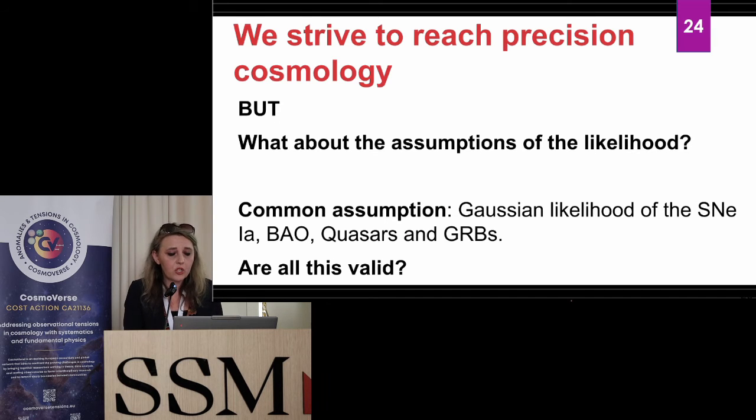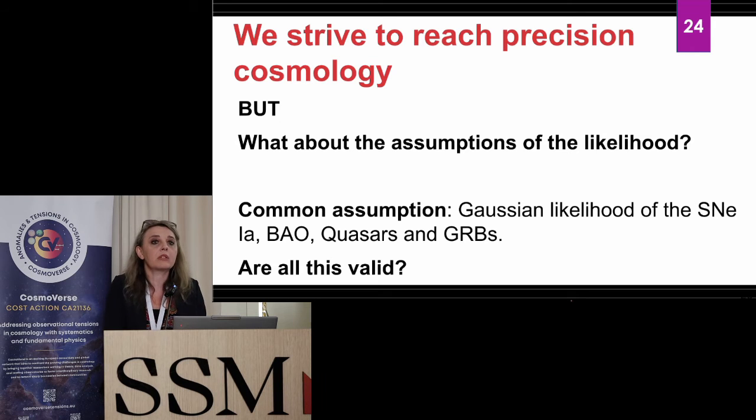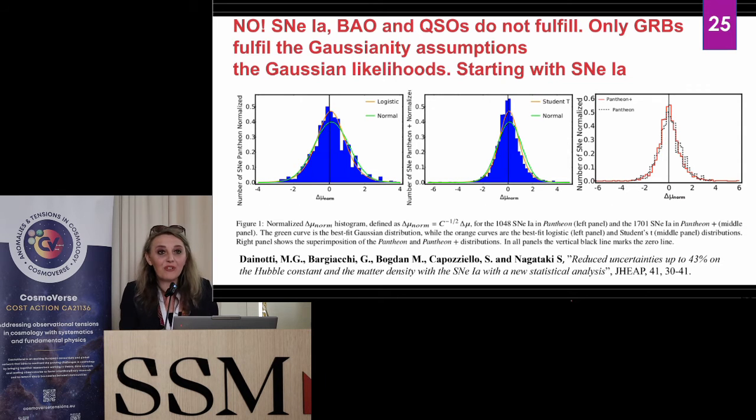I think we had a discussion in one of the panels, so I also added more about this in my talk, because we usually assume a Gaussian likelihood for supernovae, BAO, quasars, and GRBs, but the point is, are they all valid? Well, the answer is no. Only for GRBs do we find that they fulfill the Gaussianity assumption, but supernovae, BAO and quasars don't.